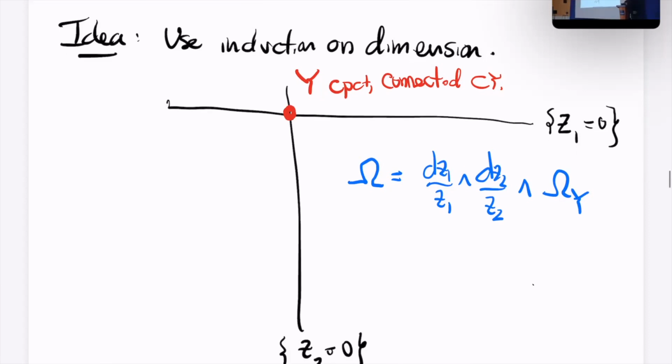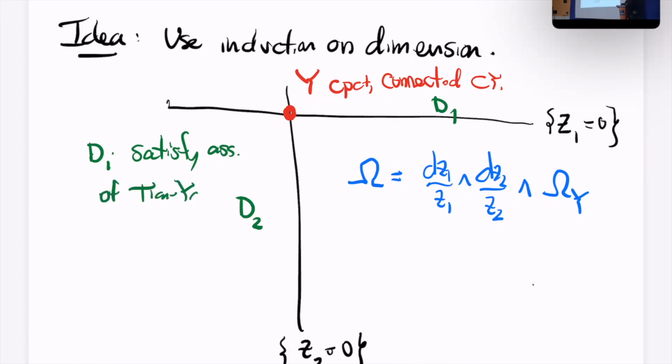Okay, so you observe that in fact D2 and D1 with their residue holomorphic volume forms, both satisfy the assumptions of the Tian-Yau theorem. So in fact there exist complete Calabi-Yau metrics, omega TY, defined on these hypersurfaces.